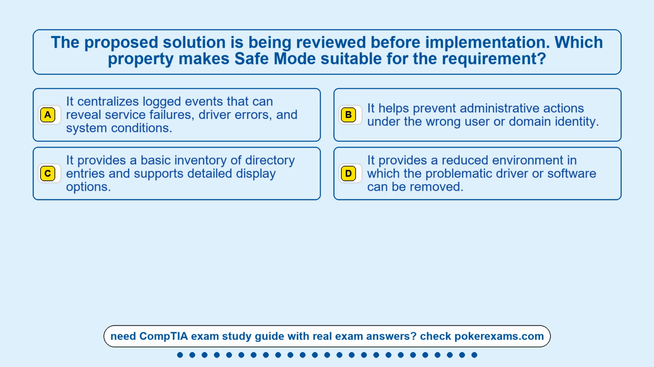Question 24. The proposed solution is being reviewed before implementation. Which property makes safe mode suitable for the requirement? Option A. It centralizes logged events that can reveal service failures, driver errors, and system conditions. Option B. It helps prevent administrative actions under the wrong user or domain identity. Option C. It provides a basic inventory of directory entries and supports detailed display options. Option D. It provides a reduced environment in which the problematic driver or software can be removed.